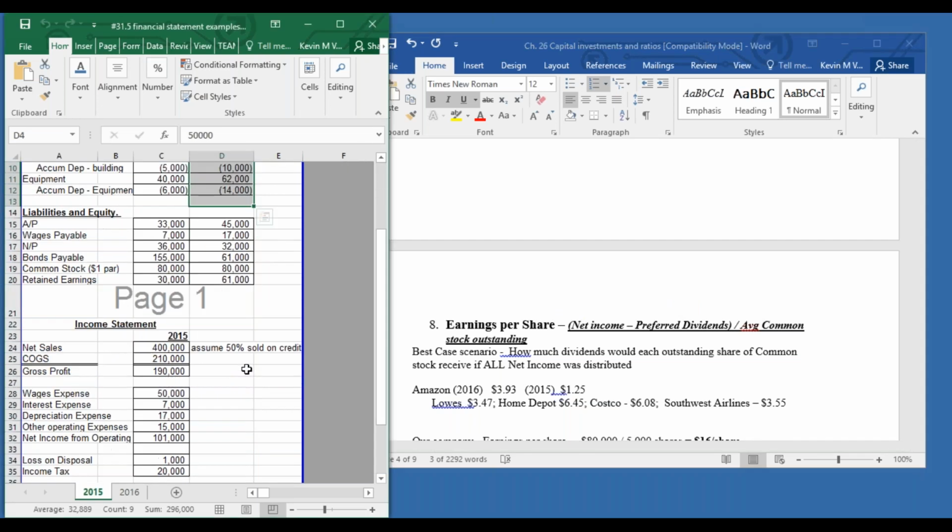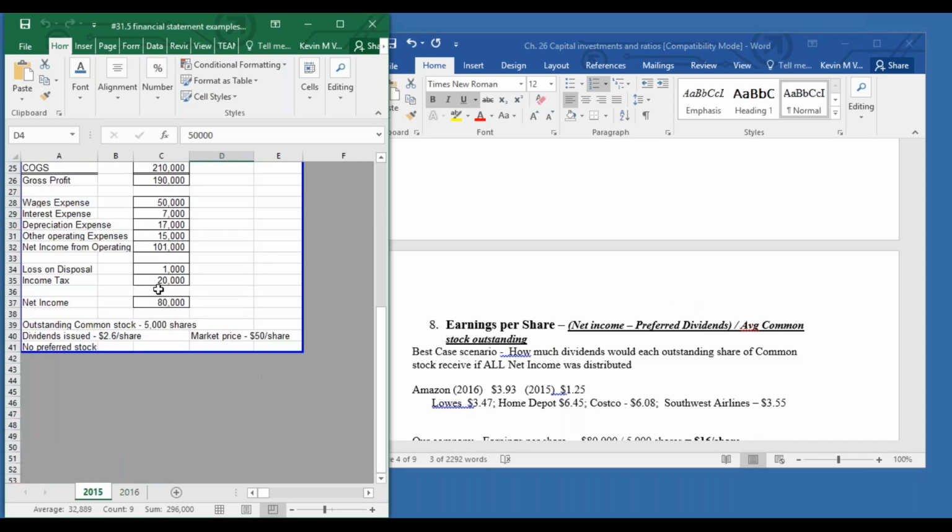And so I have to tell you this stuff, and I do towards the bottom. Of course, you have your net income. I tell us that we have no preferred stock, so we don't have to worry about those dividends. And then I finally tell us how many outstanding shares we have, 5,000 shares.